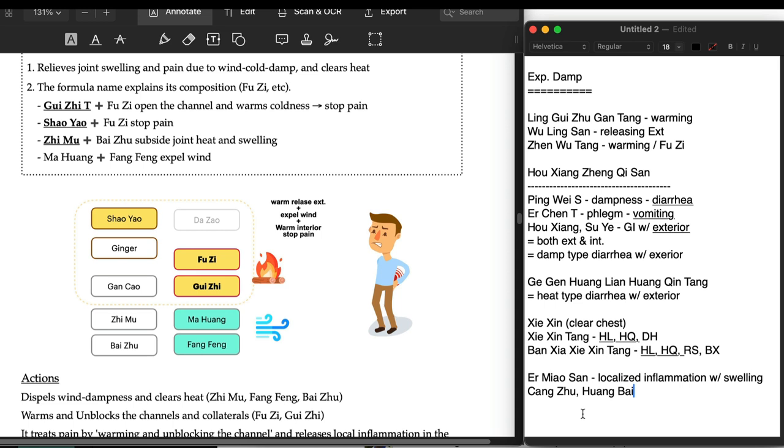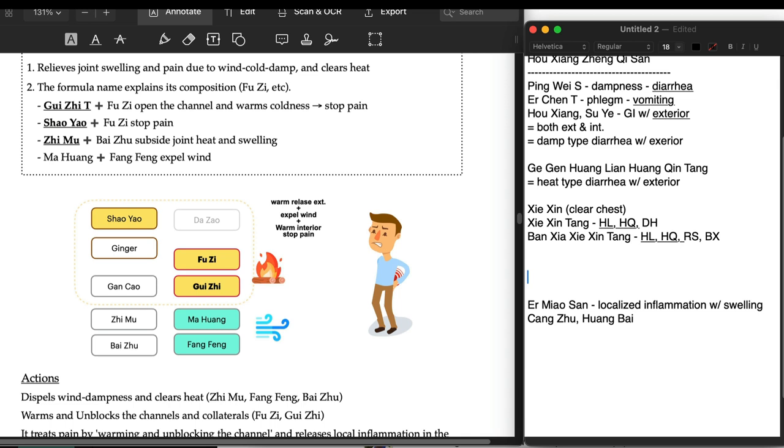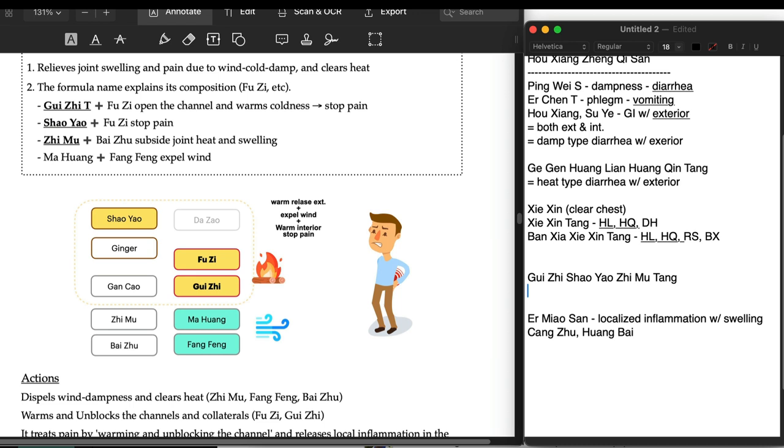So here you go. Guiji Xiao Yao Zi Mu Tang. So this formula treat the pain, so it is all about pain. Jiangju Huang Bai Er Miaosan, Baijiu, Jimu treat localized pain, inflammation. So it is the meaning.